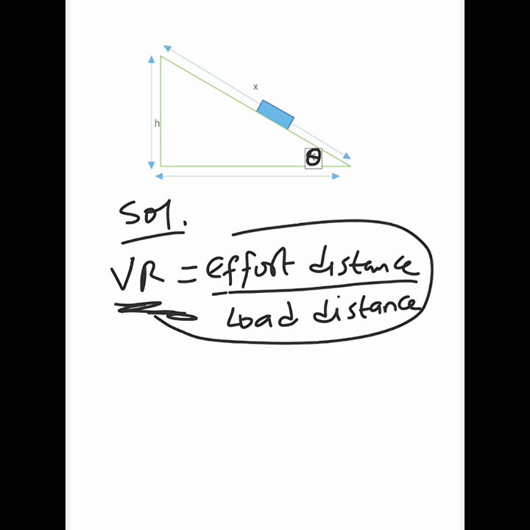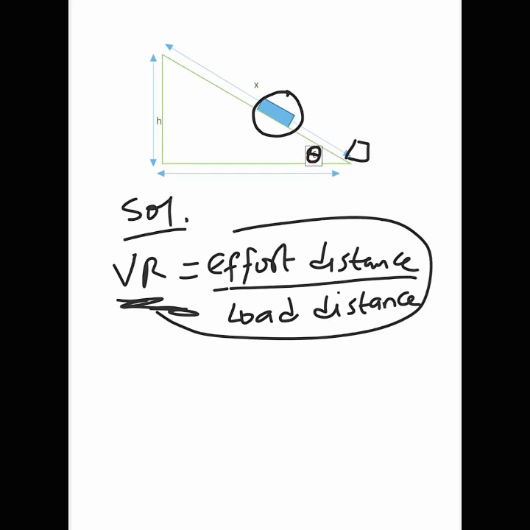Now, what do we do next? Let's look at this situation, this inclined plane, and see. This is the load here. The load is supposed to be here. The load was here initially. So let's see how to determine the effort distance, the distance traveled by the applied force.